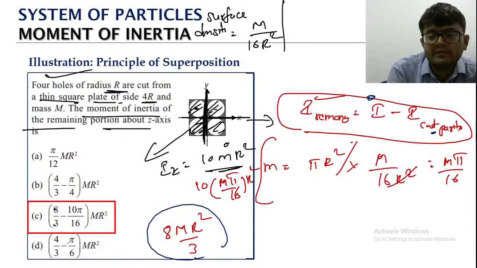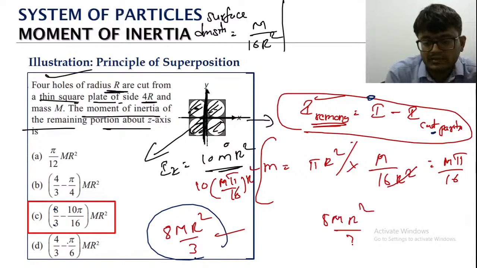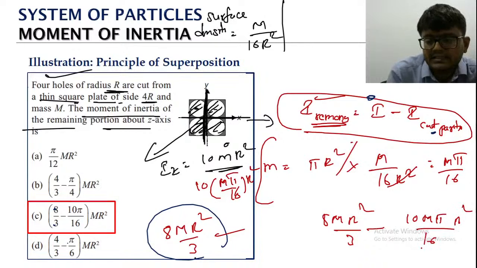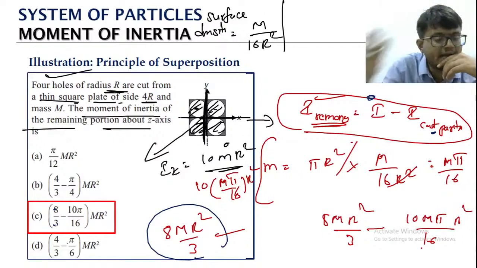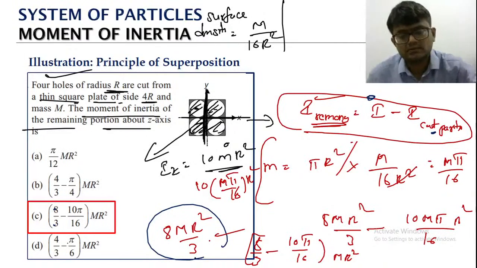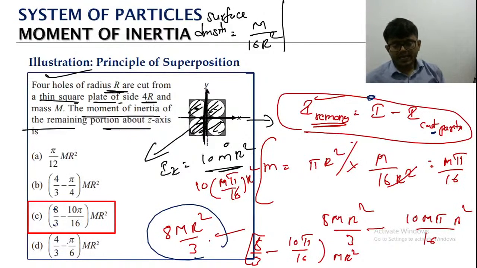So what is the moment of inertia for the remaining portion? The original moment of inertia is 8 mr square by 3, minus the moment of inertia of these cut holes, which is 10 m pi r square by 16. If you take mr square common, what remains is 8 by 3 minus 10 pi by 16, into mr square. That is our option C. The answer is 8 by 3 minus 10 pi by 16 into mr square.